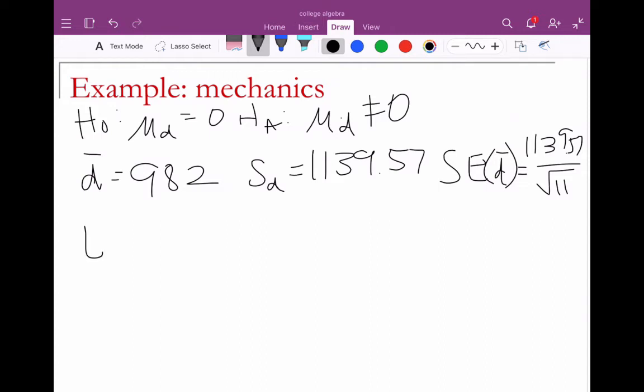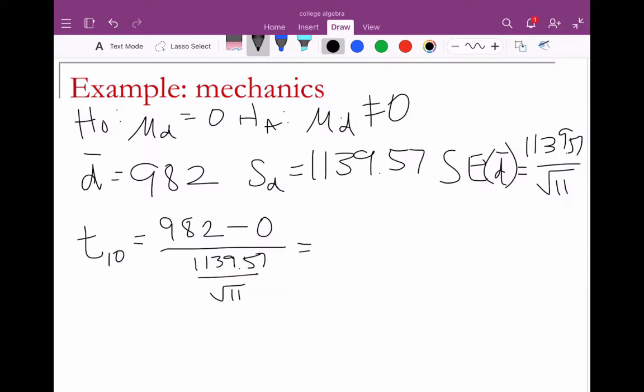So I find my t-score. t sub 10, showing that my degrees of freedom are 10, is equal to 982 minus 0, because that's my null hypothesis, divided by the standard error, 1,139.57 over the square root of 11. This t-score ends up being 2.86. Now I have a two-sided alternative, so when I draw my diagram, 2.86 would be about here, and negative 2.86 would be at the bottom. Because it's two-sided, I'm looking for both of those areas.